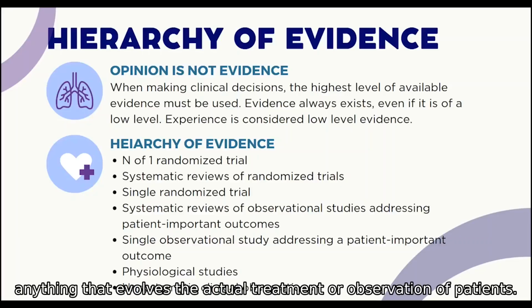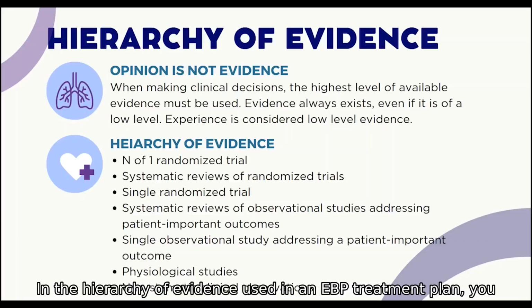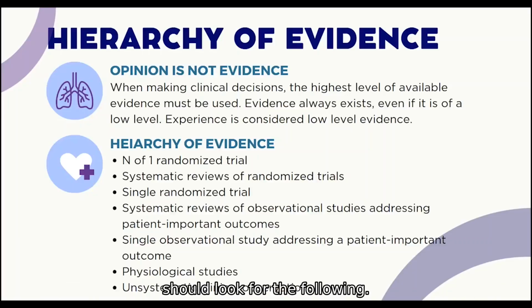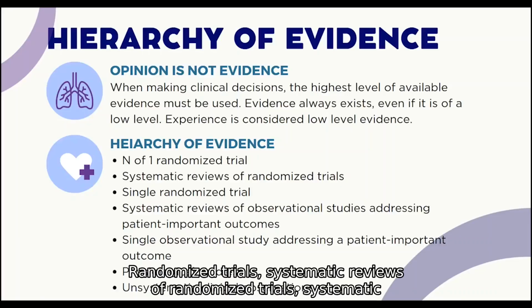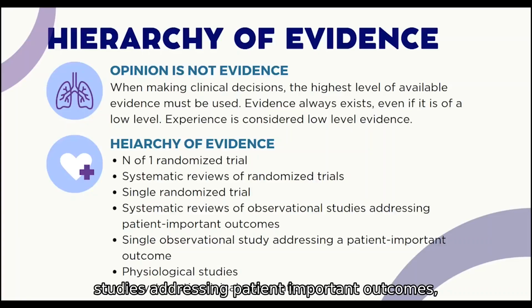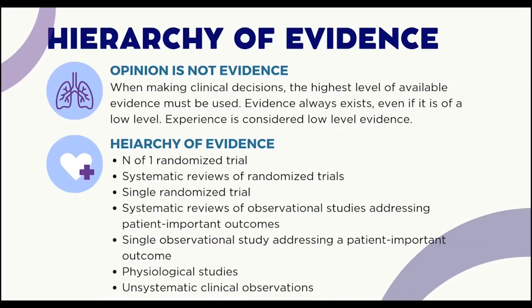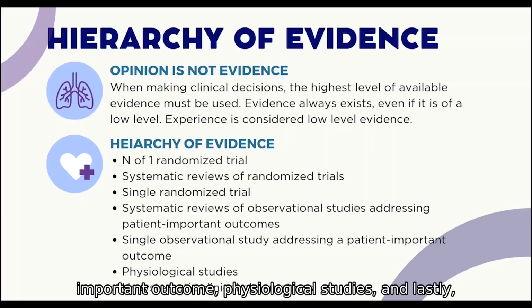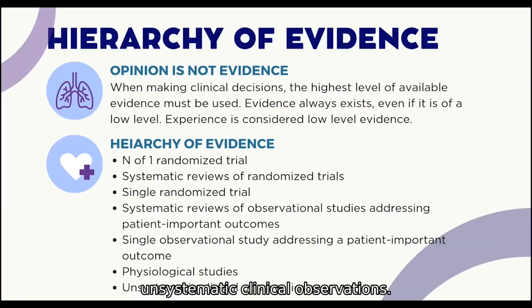or observation of patients. In the hierarchy of evidence used in an EBP treatment plan, you should look for the following: randomized trials, systematic reviews of randomized trials, systematic reviews of observational studies addressing patient-important outcomes, observational studies addressing a patient-important outcome, physiological studies, and lastly, unsystematic clinical observations.